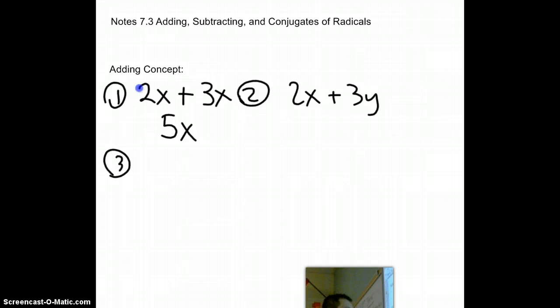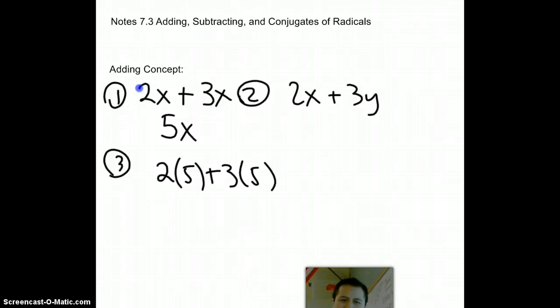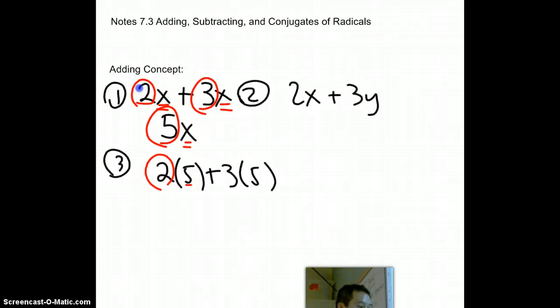Let's do another problem. What happens if I have 2 times 5 plus 3 times 5? This is where people start getting confused. How do I add something like that? Take a look. How do I read this? This means 2 of this plus 3 more of this is 5 of the same thing.